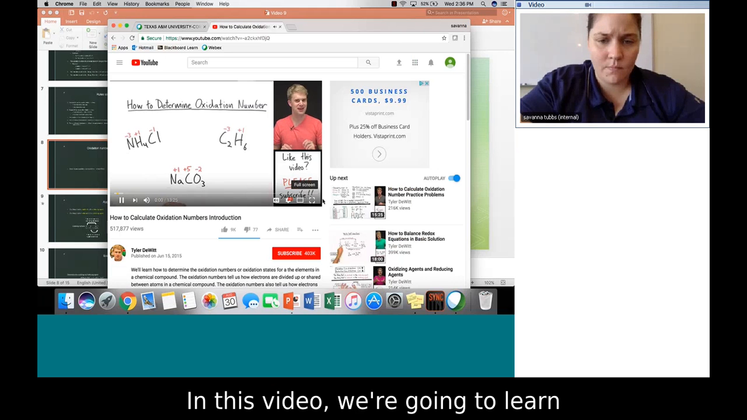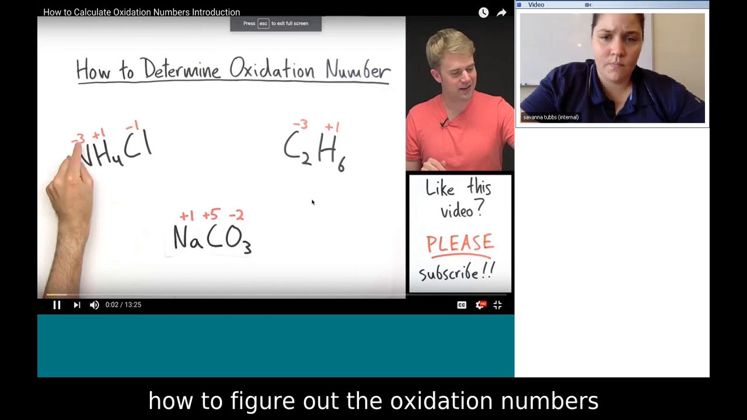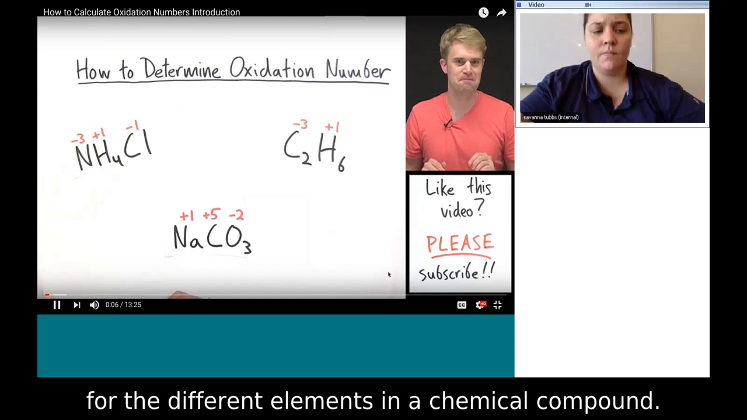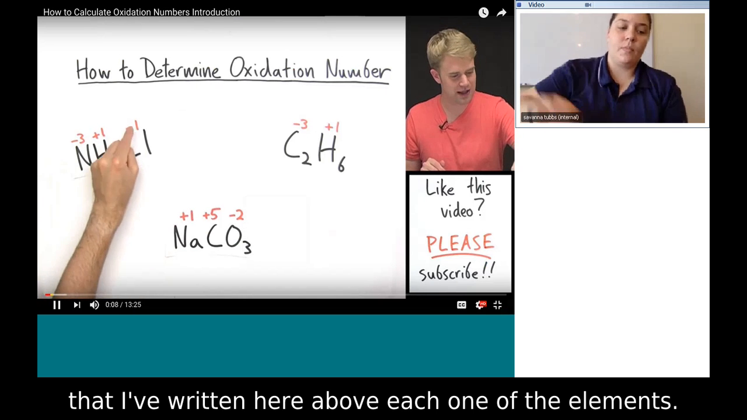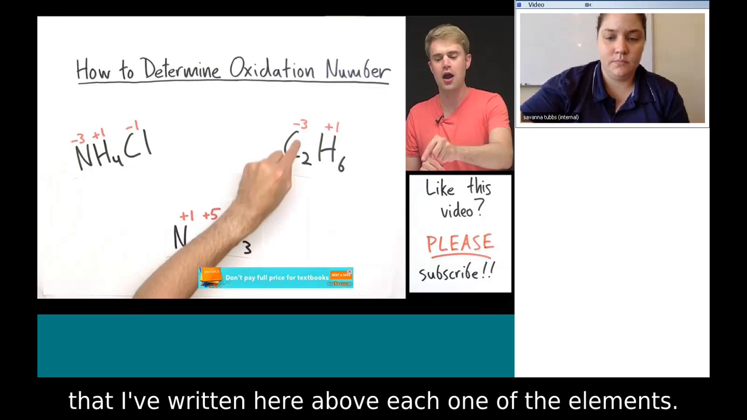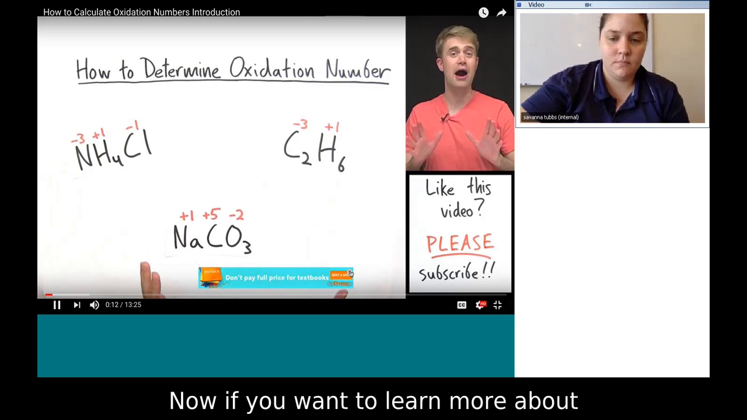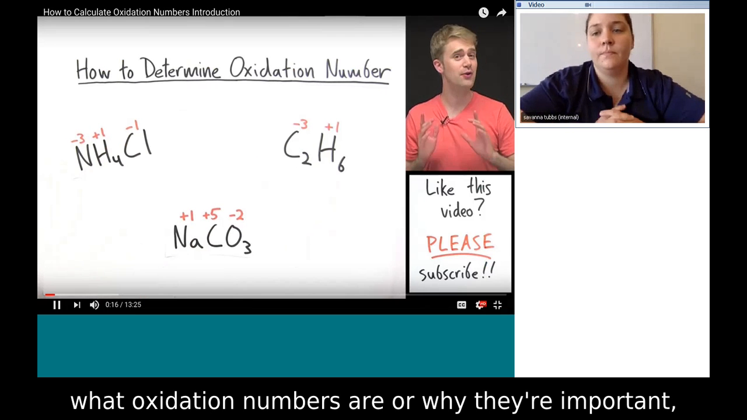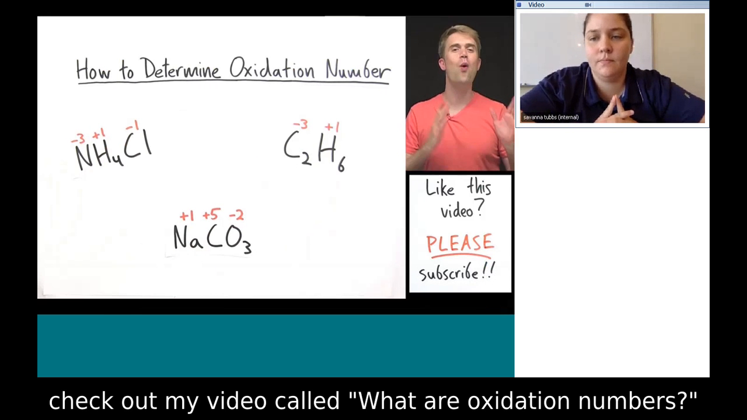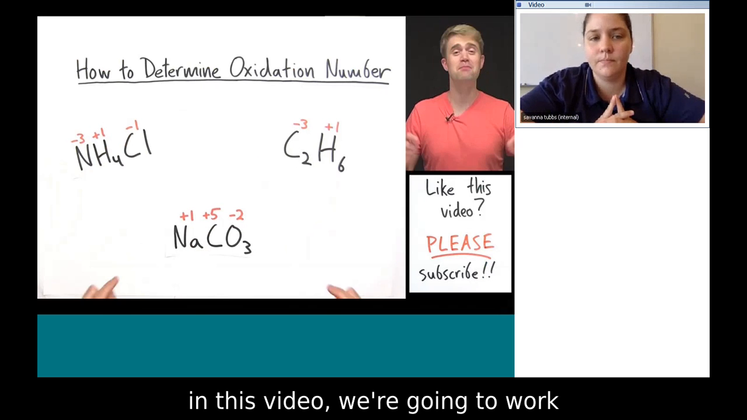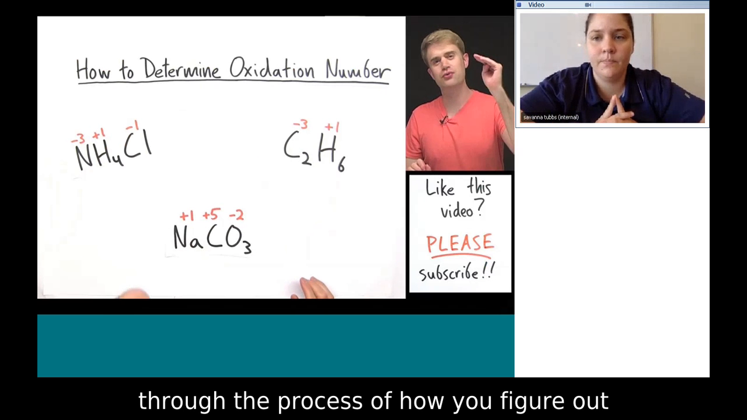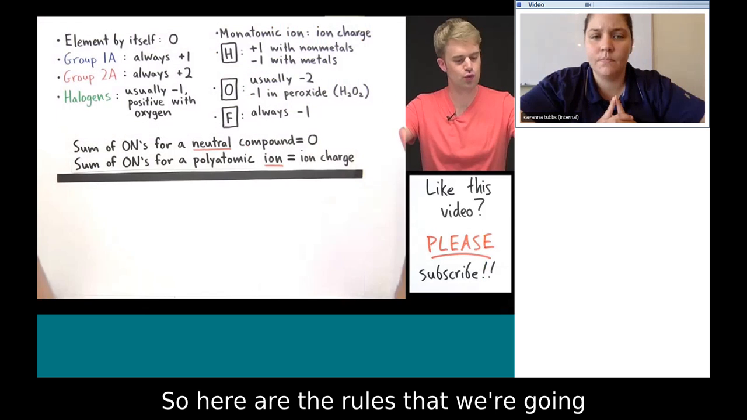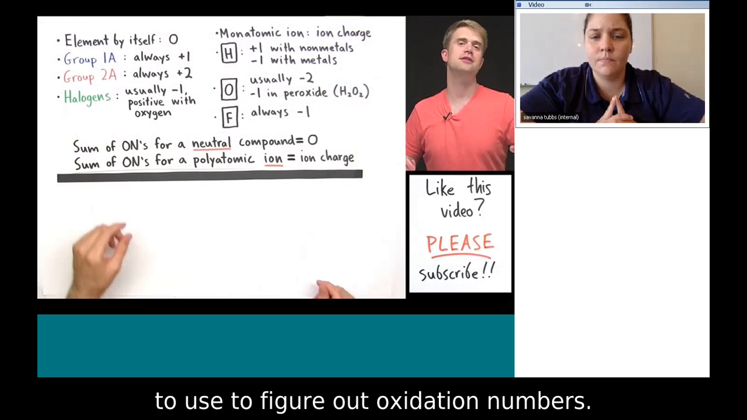In this video, we're going to learn how to figure out the oxidation numbers for the different elements in a chemical compound. The oxidation numbers are the numbers that I've written here above each one of the elements. Now, if you want to learn more about what oxidation numbers are or why they're important, check out my video called What Are Oxidation Numbers? In this video, we're going to work through the process of how you figure out what these numbers are. So here are the rules that we're going to use to figure out oxidation numbers.